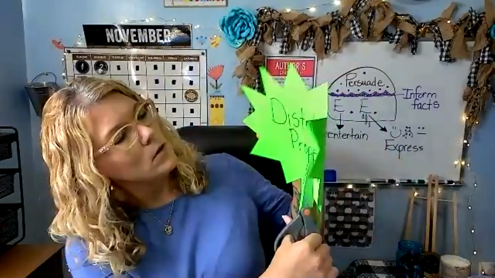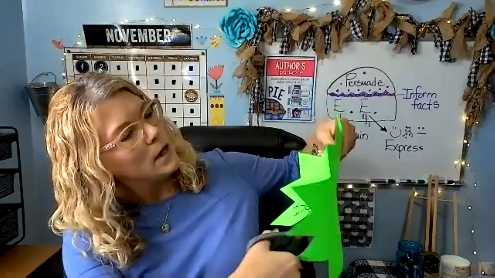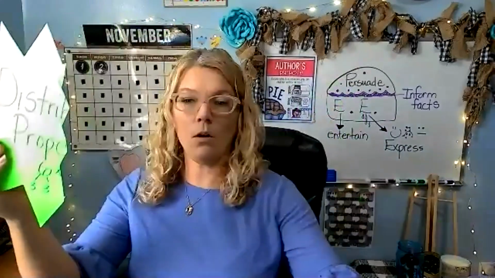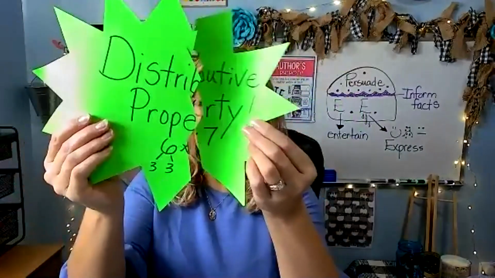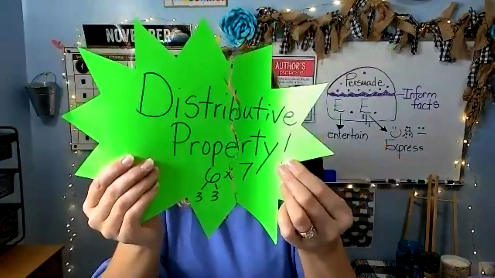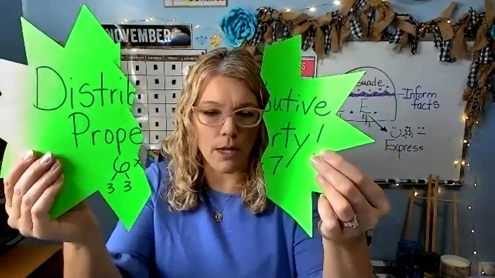Chop, chop, chop. Oh, now we have two pieces. It takes apart numbers, just like I took apart this sign. That is the distributive property.